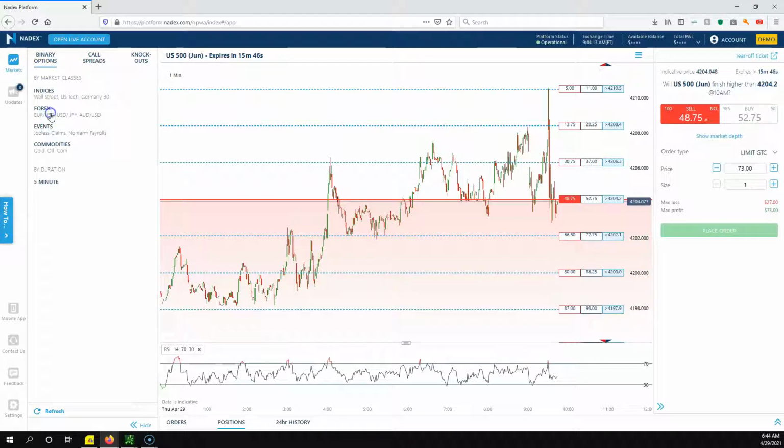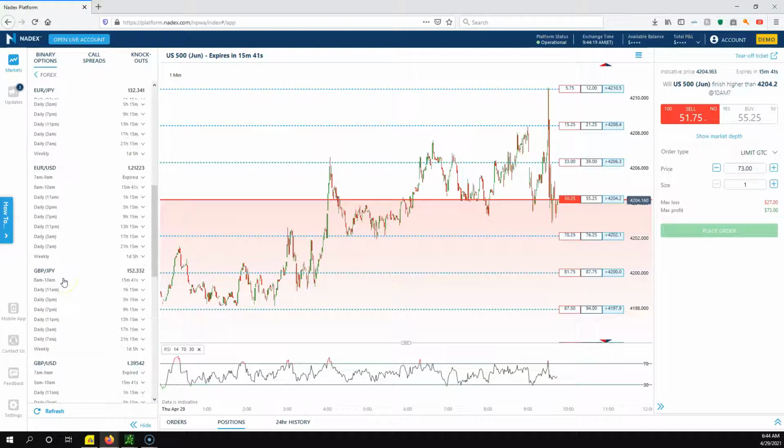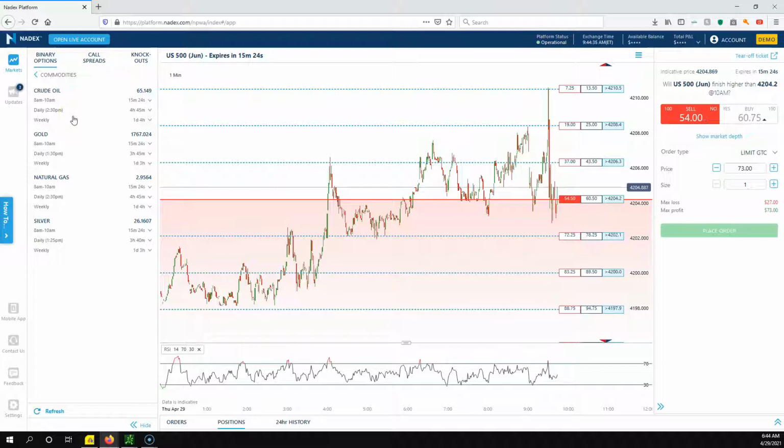Go back over here. If you trade Forex, you have all these different Forex currency pairs. And then over here we have events, so you can actually trade things like GDP numbers or jobless claim numbers, which is cool, right? Do you think it'll be above or below? I'm not in it. Next we have commodities. If you trade crude oil, gold, natural gas, silver, things like that, you could trade those, and you can see they have a daily, like a 2-hour binary for the day, and then also weekly.